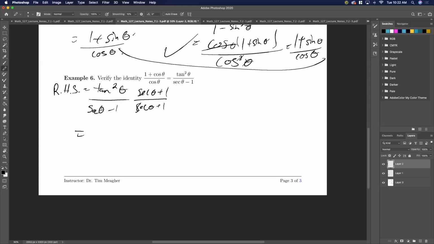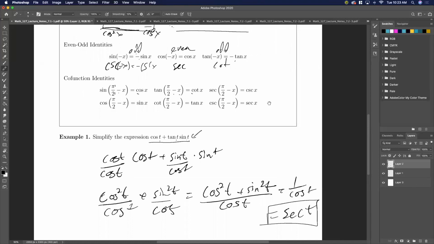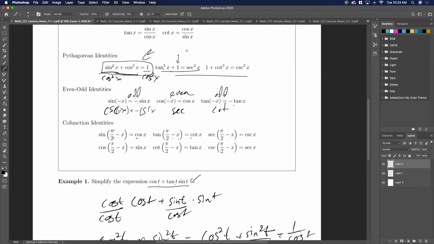And so here's kind of the trick. I'll have tangent squared theta times secant theta plus 1 all over secant squared theta minus 1. Okay. And then we go, well, this looks like it might be a Pythagorean identity. Do we have something that looks like it? Let's go to here. Well, yeah. If I manipulate this one, just move the 1 over, I'll have secant squared x minus 1 equals tangent squared x.